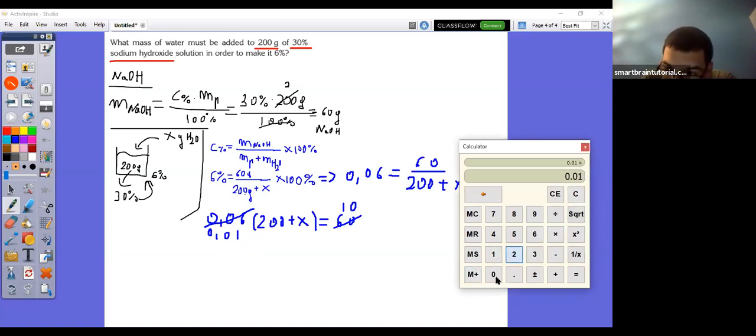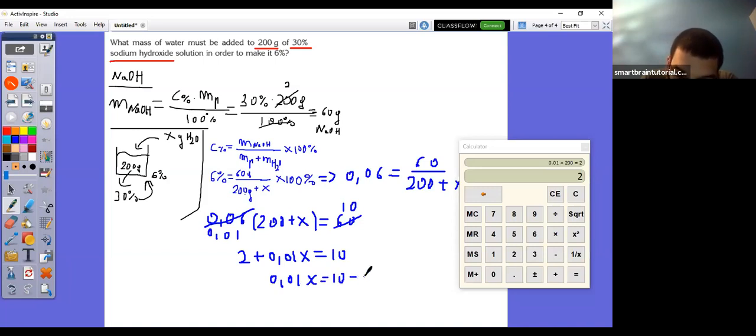2 plus 0.01 times x, 0.01x, equal to 10, and 0.01x is 10 minus 2, equal to 8, and x will be 8 over 0.